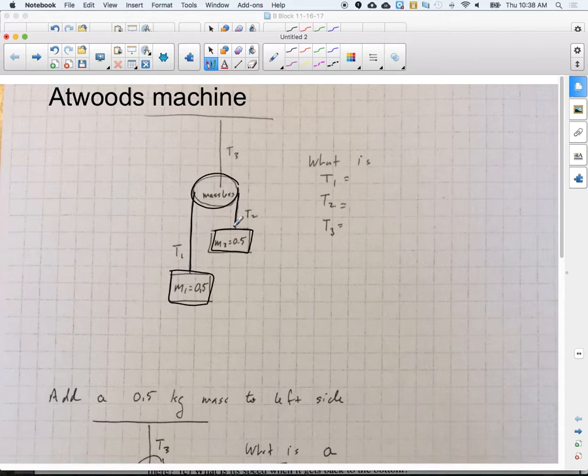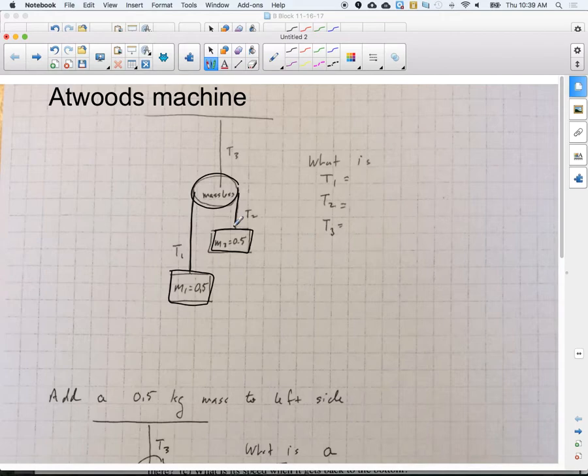Henry, what do you think? Give me a guess for T1. 10 newtons, super. What do you got for T2? T2 is the other one, right? 10 newtons. And what do you got for the third one? 10 newtons, okay. What's the first step to solving any of these problems?